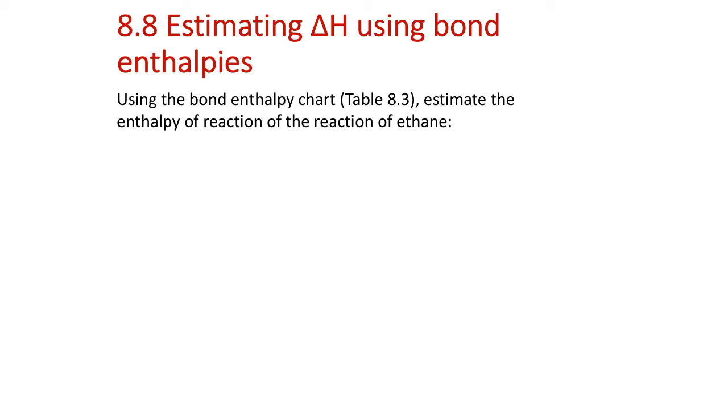So what we might do is try to remind ourselves of how we might write a combustion reaction. Probably easy to remember, but we're writing the combustion reaction of ethane. I forgot to write that word combustion in here. So we want to use the bond enthalpy chart to estimate the enthalpy of reaction for the combustion reaction of ethane. Of course, ethane is C2H6. And what I want us to remember is that O2 is reacting with a hydrocarbon for it to burn to form CO2 and water.